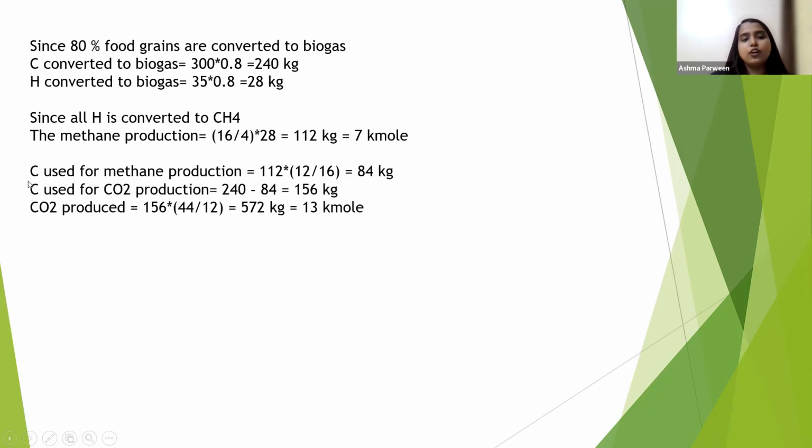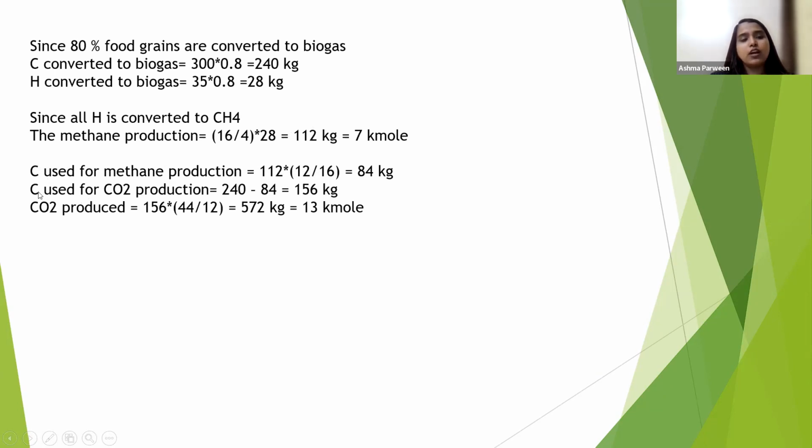Next we will find out how much carbon is used for methane production. So the carbon used for methane production will be 12 by 16. 12 is the molar mass of carbon. Out of the 16 grams of methane, we have 12 grams of carbon. So 12 by 16 into the amount of methane that is produced. So 112 kg of methane is produced. So the amount of carbon used for methane production is total methane into the amount of carbon per mole of methane, 12 by 16 into 112, which will be 84 kg.